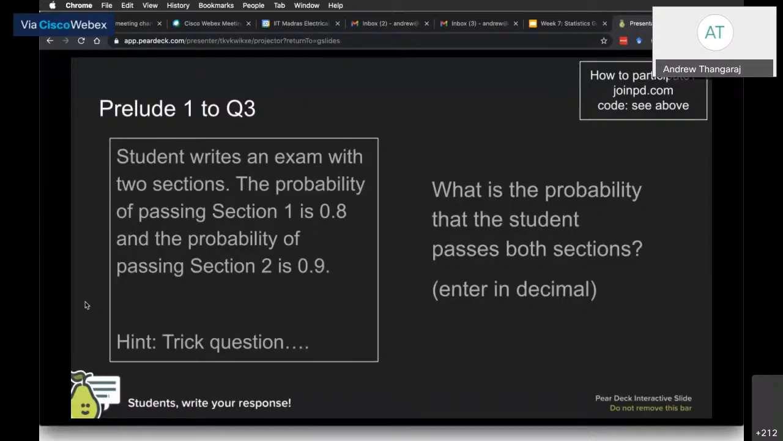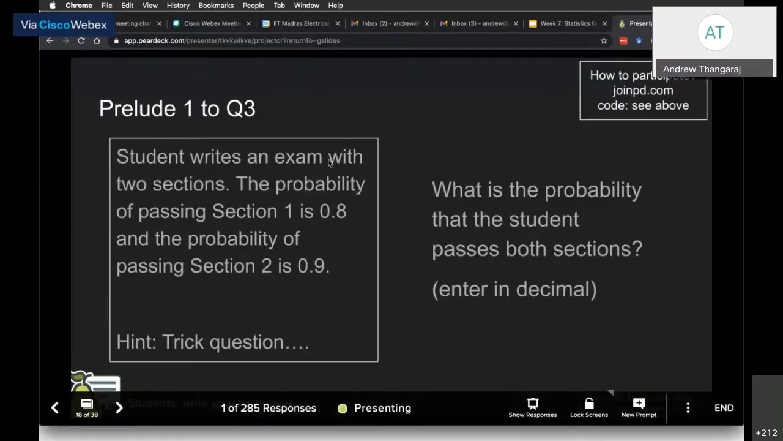The situation has been described. A student writes an exam with two sections. The probability of passing section 1 is 0.8, and the probability of passing section 2 is 0.9. This has been given as a bright student who's going to pass with good probability. What is the probability that the student passes both sections?